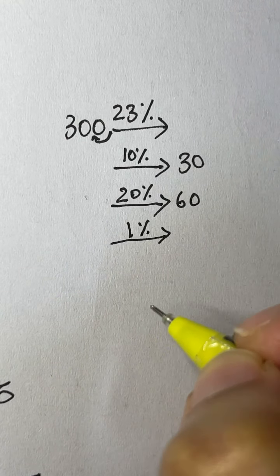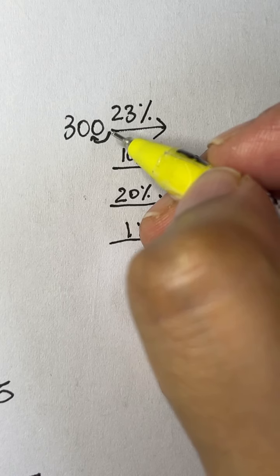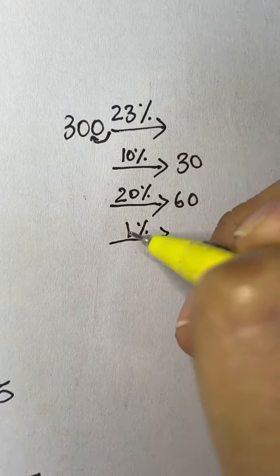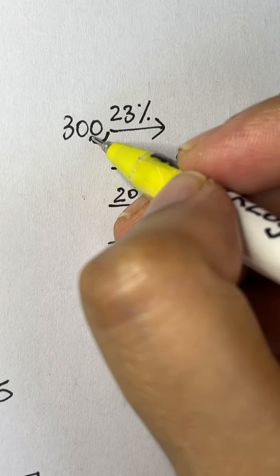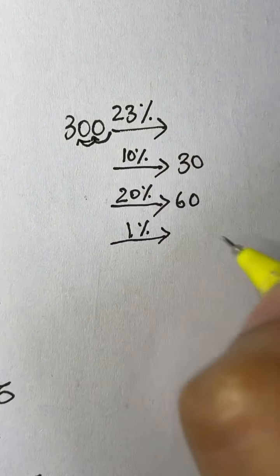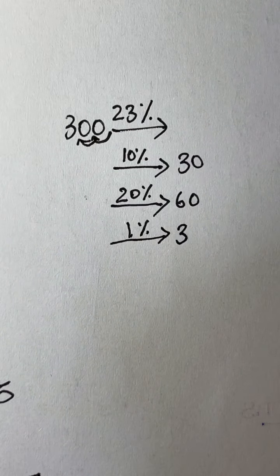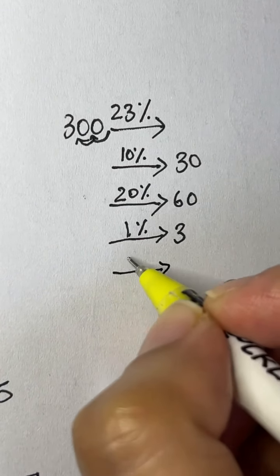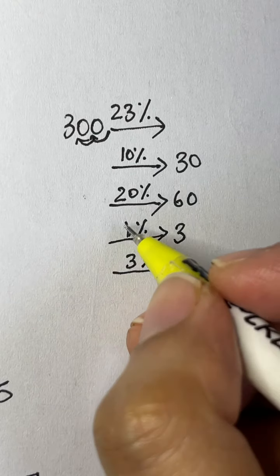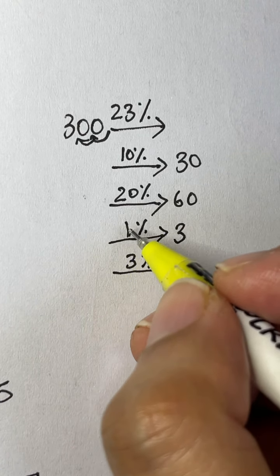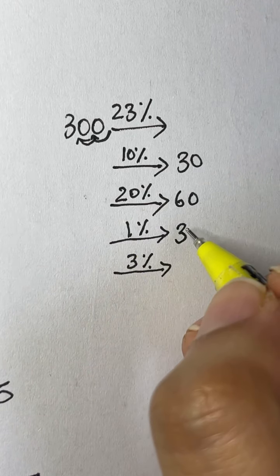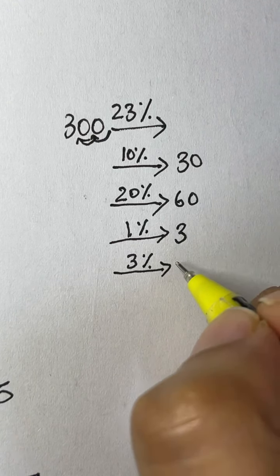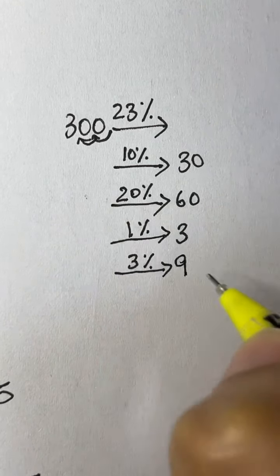Now for 1%, you have to take the decimal 2 slots towards left. For 10%, you took only 1 slot towards left. Now for 1%, you're going to take 2 slots towards left. So the answer is 3. All right. So now you're going to find out 3%. Now it's easier for us to calculate because 3 times 1 is 3. So just multiply the answer with 3. 3 times 3 gives you 9. All right, so we got 3% of 300 is 9.